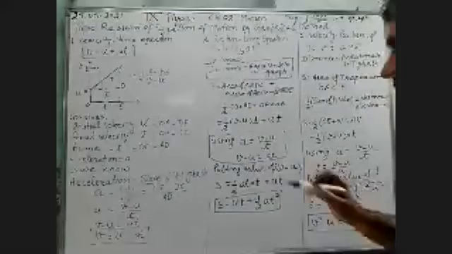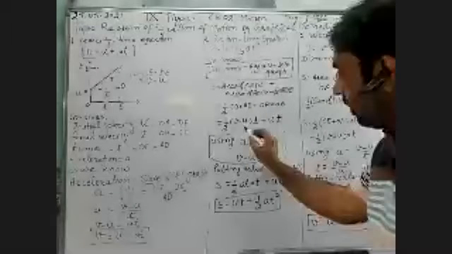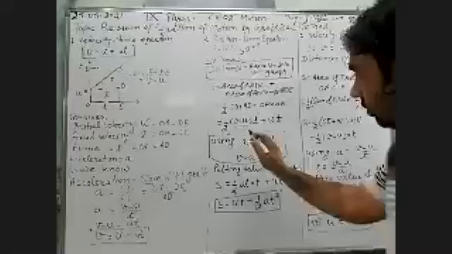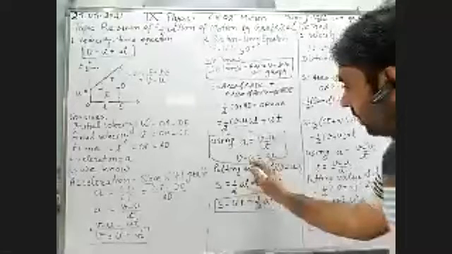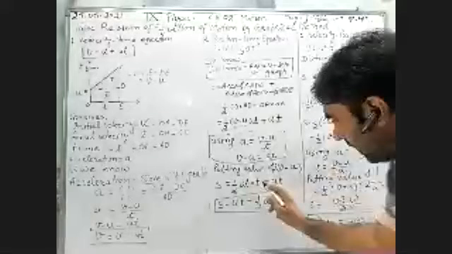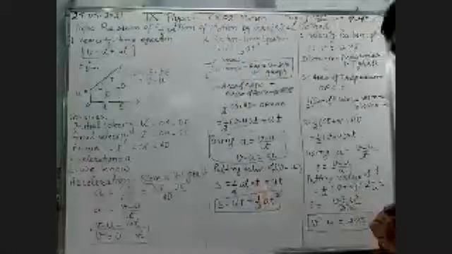So put the value of V minus U. You have to put this value. So putting the value of V minus U in this equation, what will be the result? 1 by 2 A T multiplied by this T, plus UT. So T multiplied by T will be T square. So I can write this UT at first place, then 1 by 2 A T square. So this is our required equation.